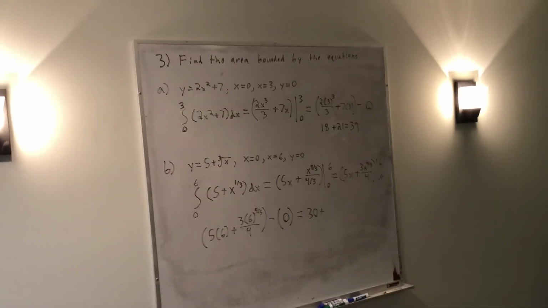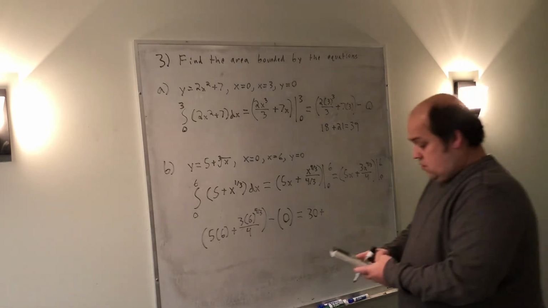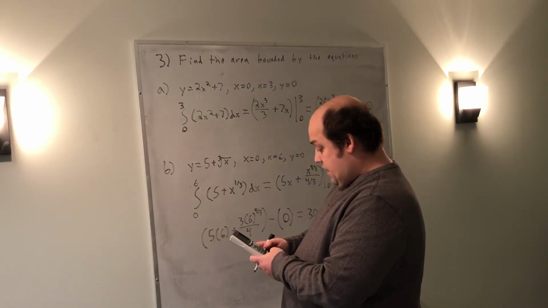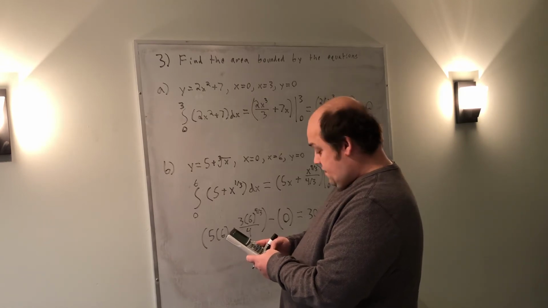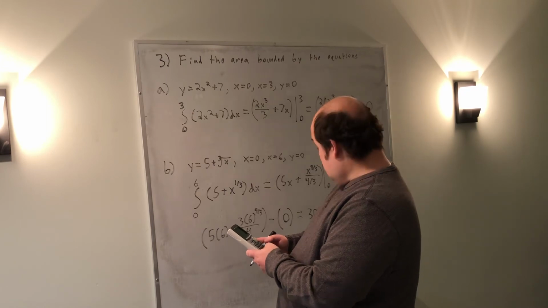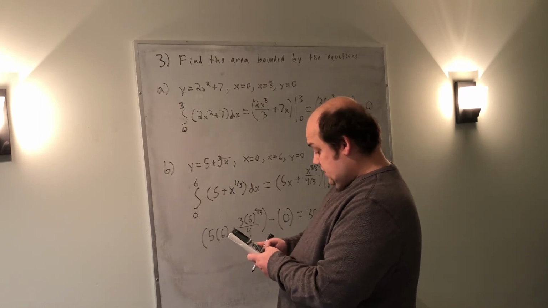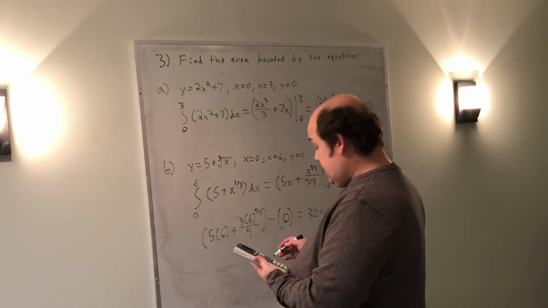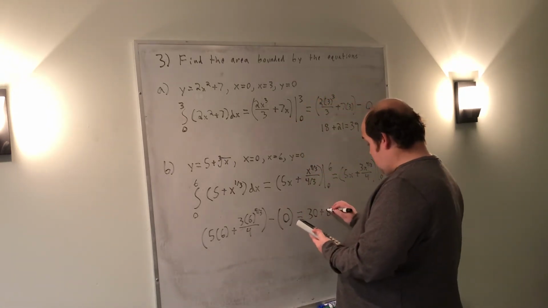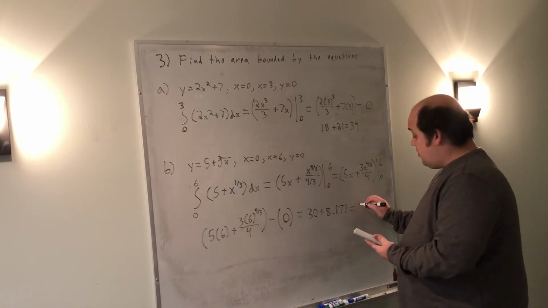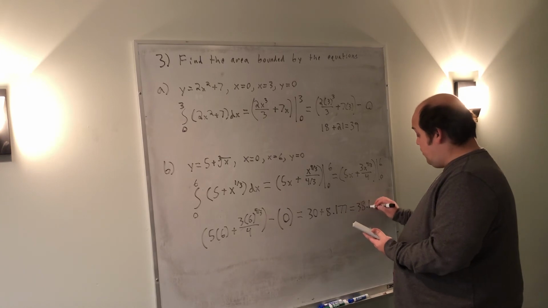So I'm going to put into my calculator 3 parentheses 6 to the power of parentheses 4 divided by 3 and parentheses divided by 4. When I do all that, my calculator tells me 8.177. When I add them together, I get 38.177.